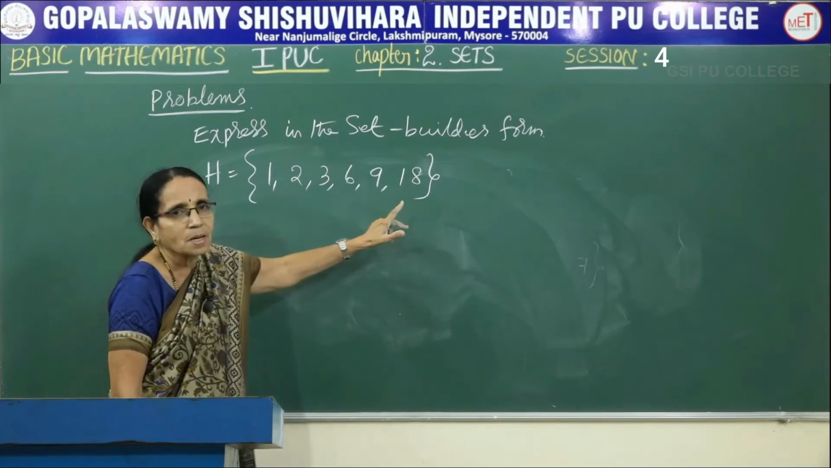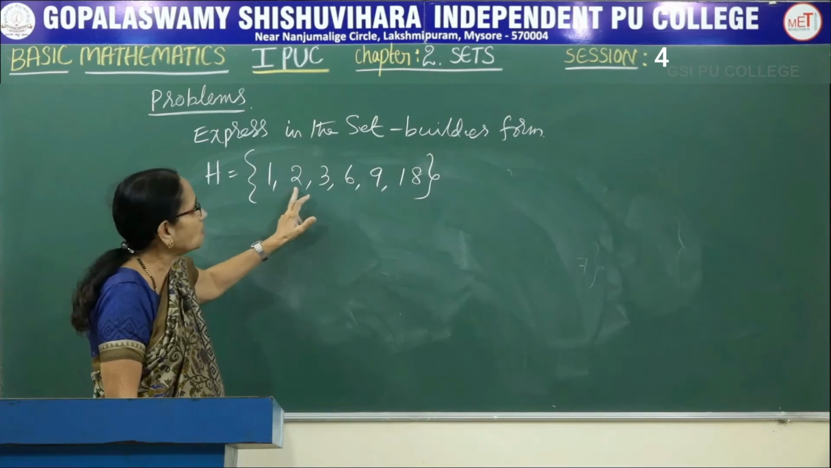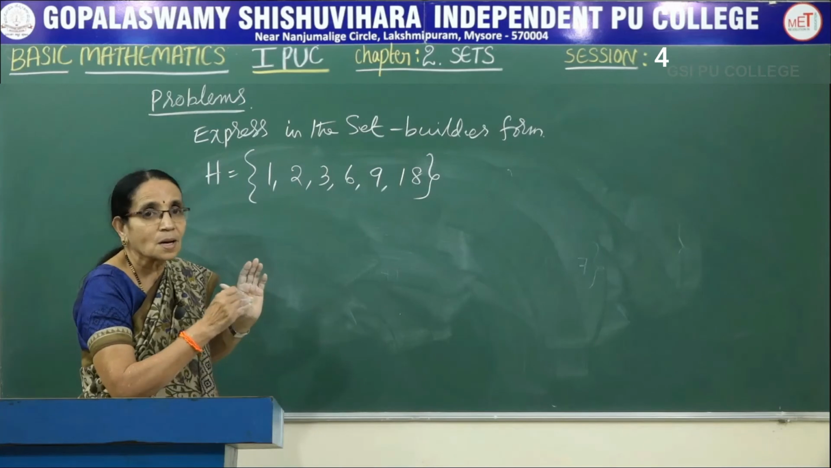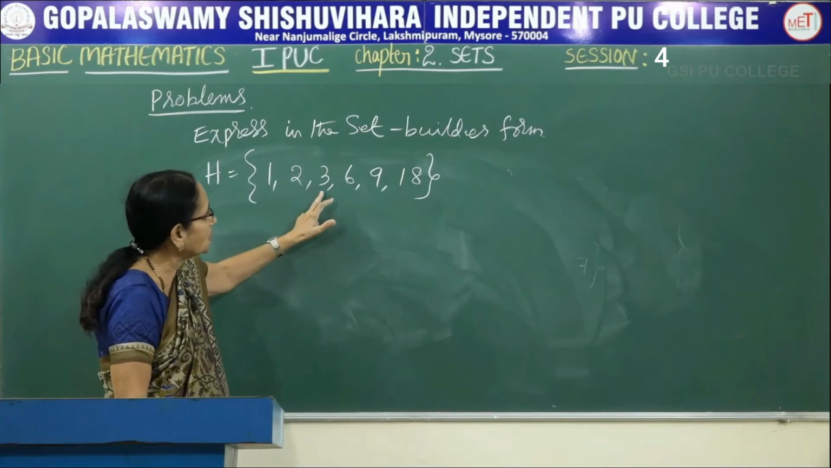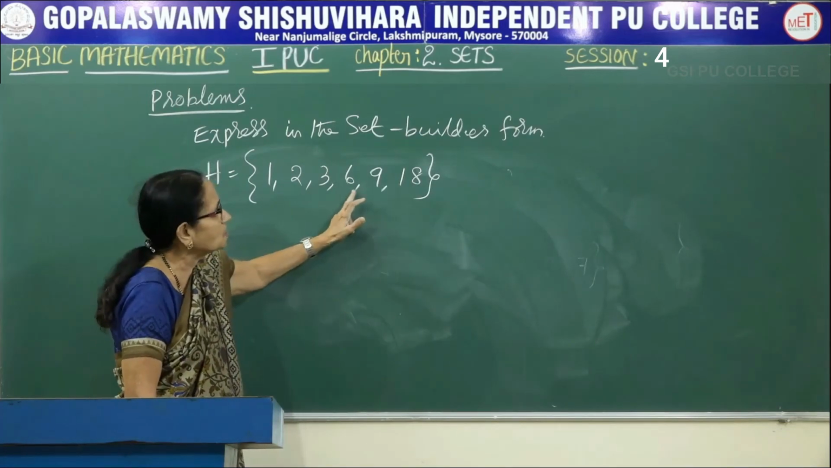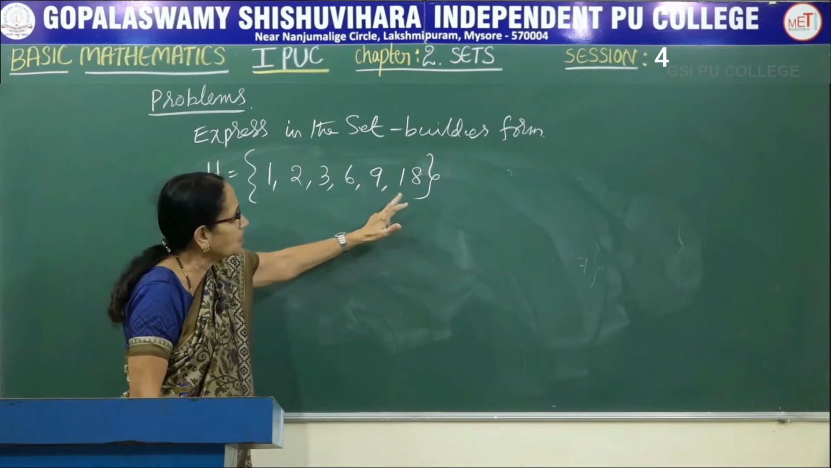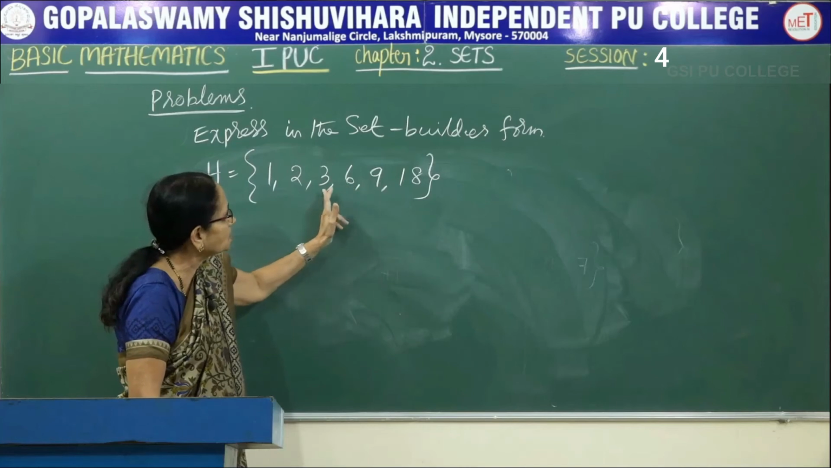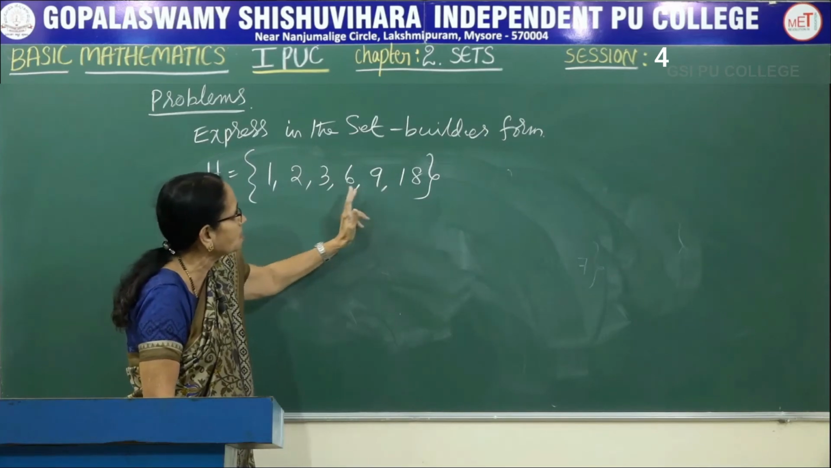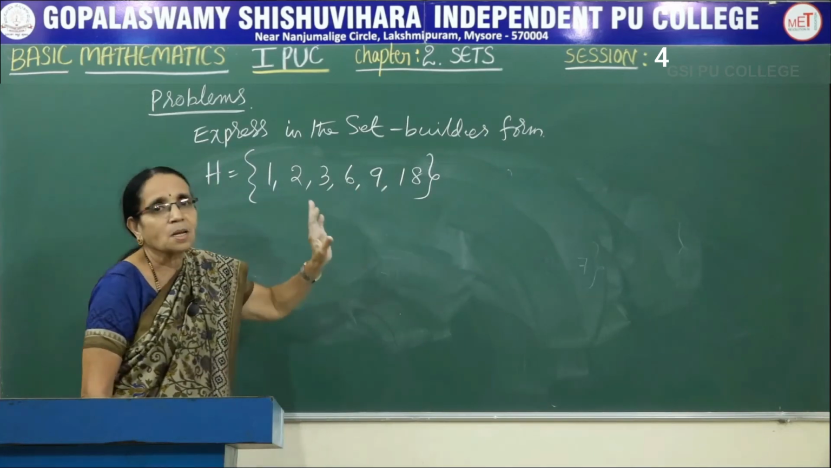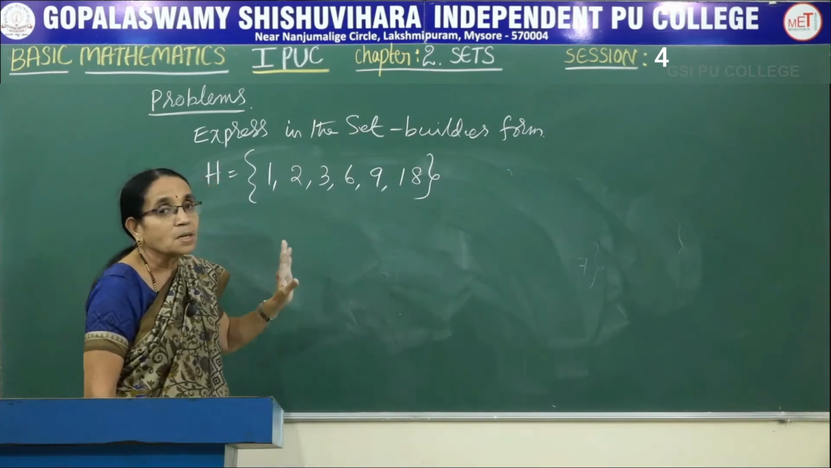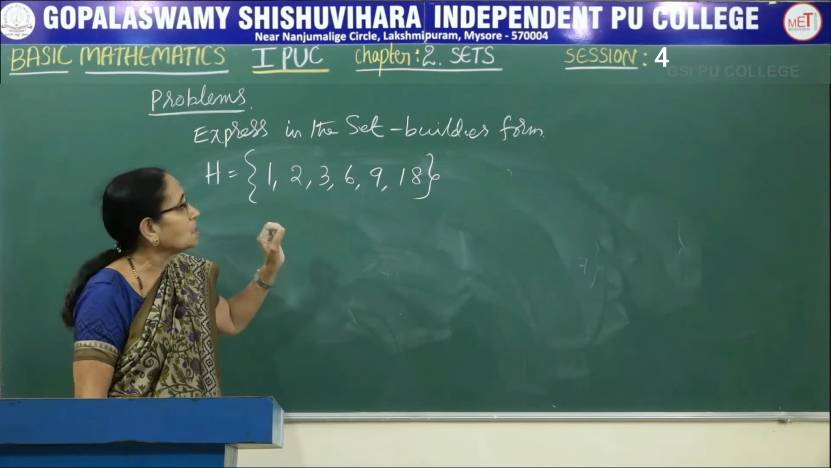Can 1 divide 18? Certainly. And 2 divides 18. What is the relation? We have to look at the numbers and find the relation between them. And 3 divides 18. 6 divides 18. And 9 divides 18. 1 divides 18, 2 9s are 18, 3 6s are 18, 6 3s are 18, 9 2s are 18, 18 1s are 18. That means all these numbers are divisors of the number 18.